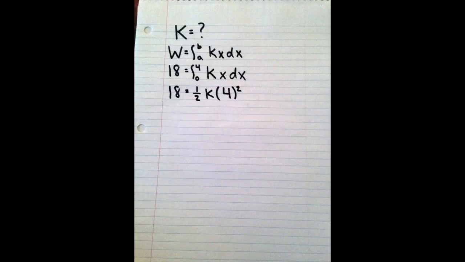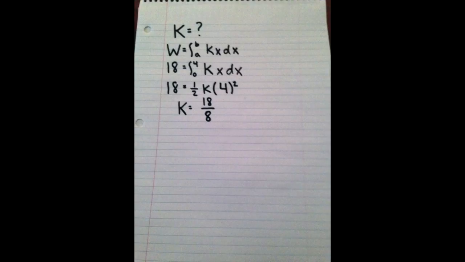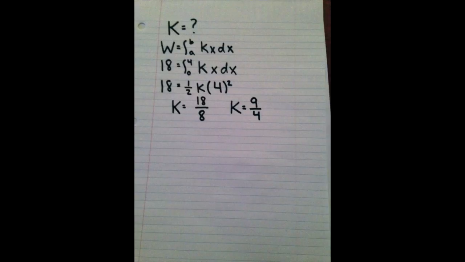Now we are ready to solve for k. We can square the 4 to equal 16 and then halve it, so then you have 18 equals 8k. Since we have 18 equals 8k, the next step is to divide by the 8, so we have k equals 18 over 8, but we're not done yet. To make it a little easier on ourselves and to be correct, we need to simplify it a little more to make it k equals 9/4. Now we know the spring constant, which is k equals 9/4.